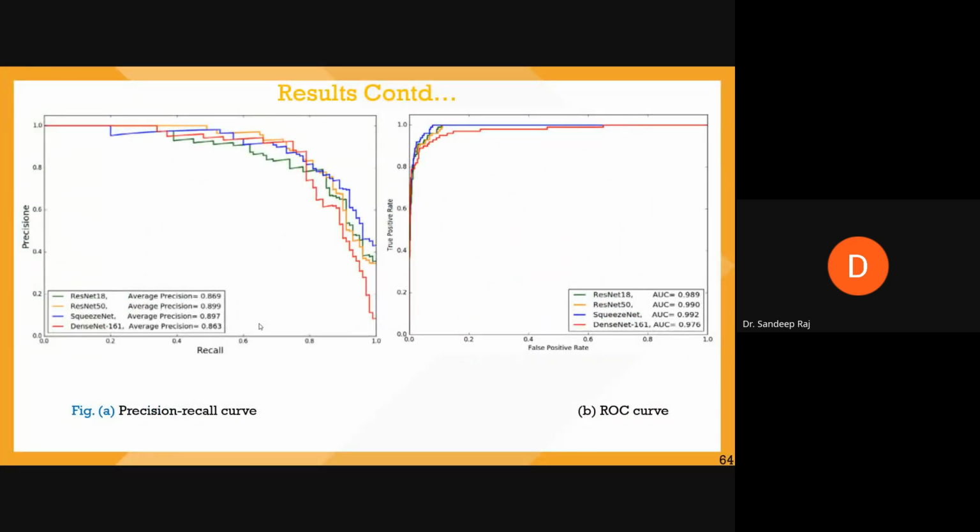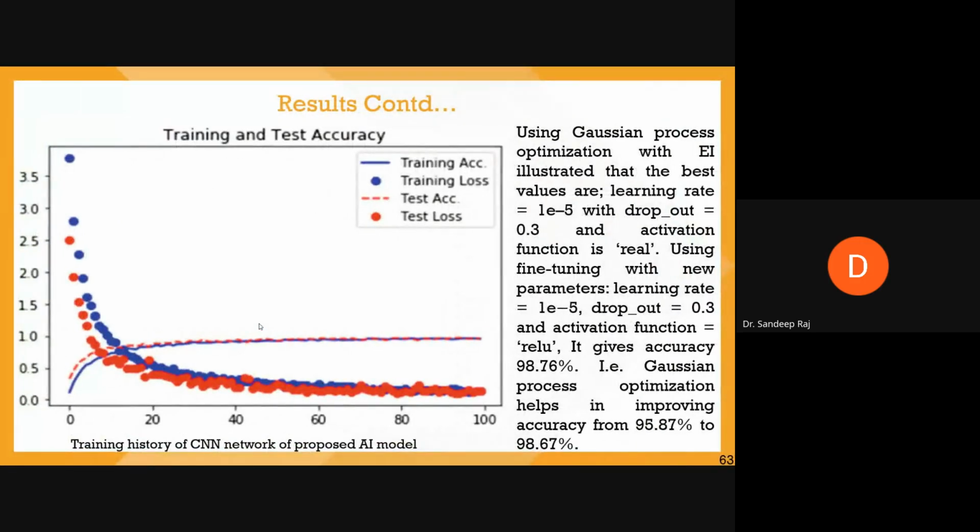So these are the different results. In the previous figure, the blue line stands for the training accuracy, and the blue dots coming from the higher side stand for the training loss. As you can see, the training accuracy from 0 keeps increasing. The x-axis is the epoch and the y-axis is the accuracy and loss.